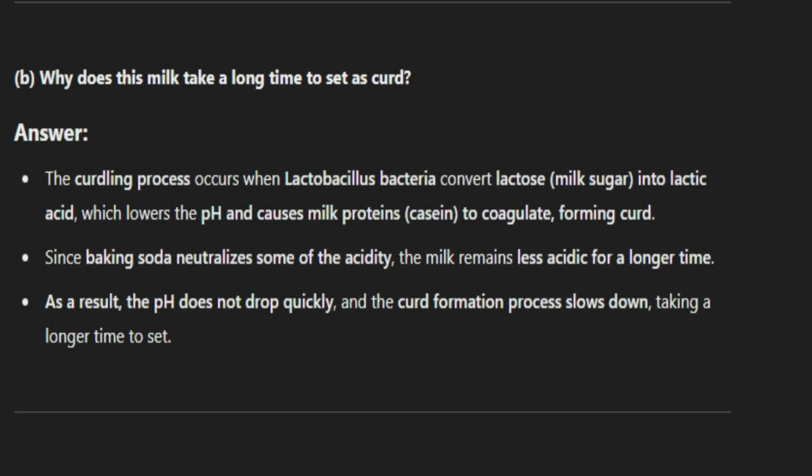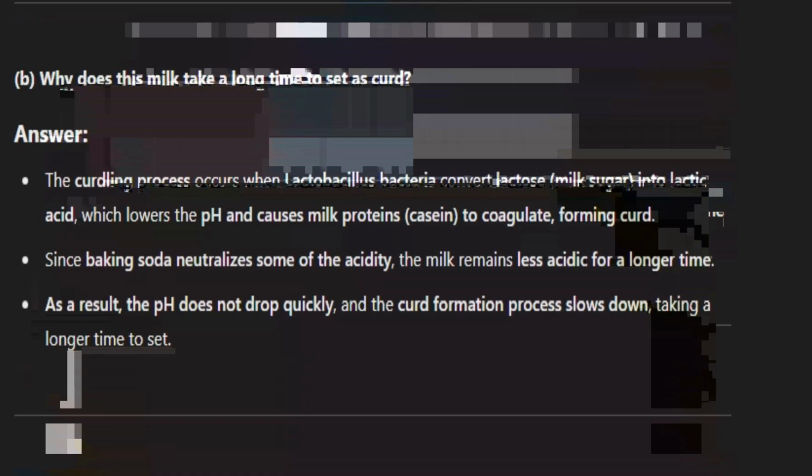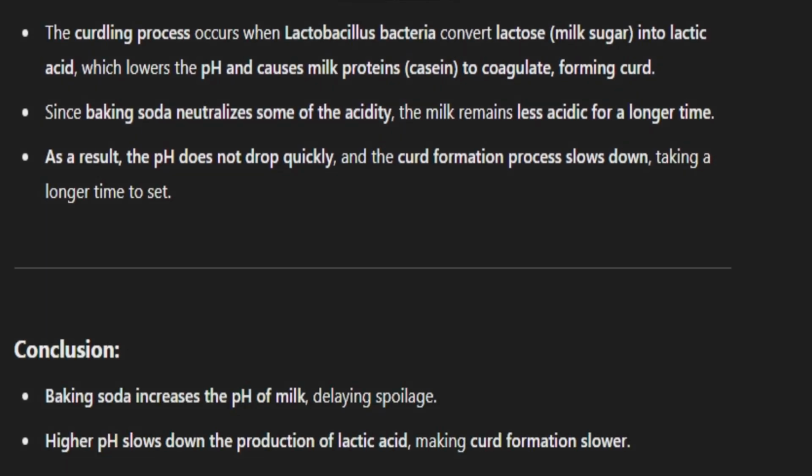B. Why does this milk take a long time to set as curd? Answer. The curdling process occurs when Lactobacillus bacteria convert lactose, milk sugar, into lactic acid, which lowers the pH and causes milk proteins, casein, to coagulate, forming curd. Since baking soda neutralizes some of the acidity, the milk remains less acidic for a longer time. As a result, the pH does not drop quickly, and the curd formation process slows down, taking a longer time to set. Conclusion. Baking soda increases the pH of milk, delaying spoilage.